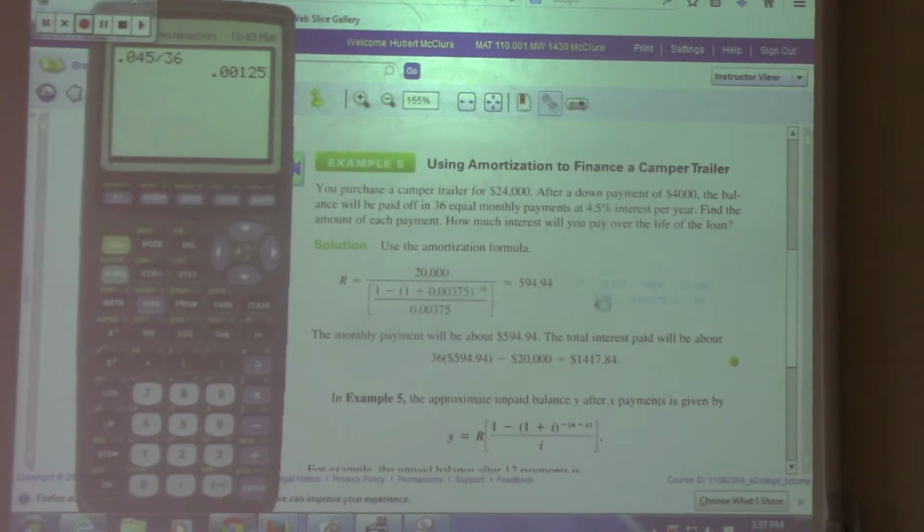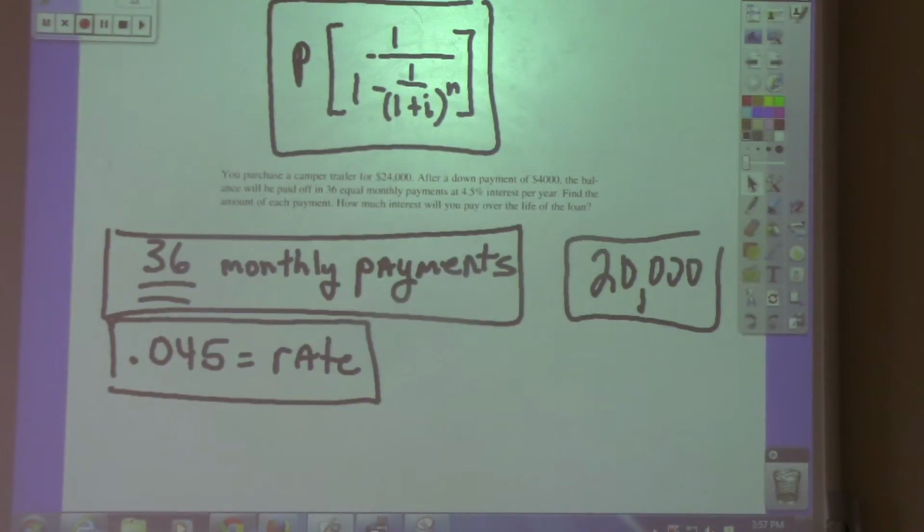0.045 divided by 12. Oh, okay. I'm sorry. Where did I get 36? Okay, my bad. It must be I is equal to R over N, not R over NT. I did R over NT. I'm sorry. So that would be 0.045 divided by 12 is equal to, okay, my bad. Let me go back to my formula.